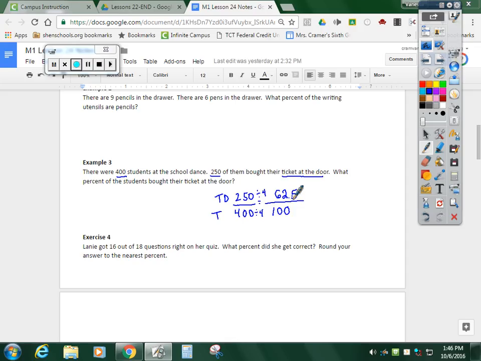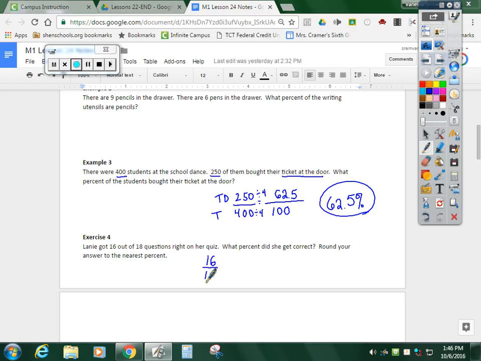Okay, last one. So this one is 62.5%. It's absolutely okay for percentages to have decimals in them. Lainey got 16 out of 18 right on her quiz. What percent did she get correct? Round your answer to the nearest percent. Oh, I like this one too.